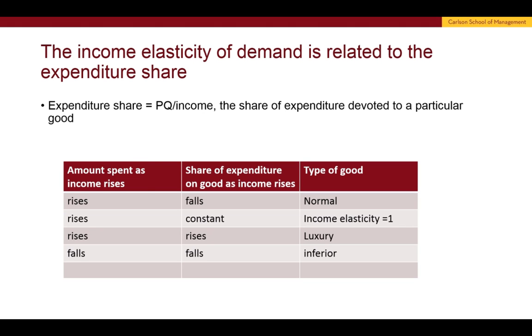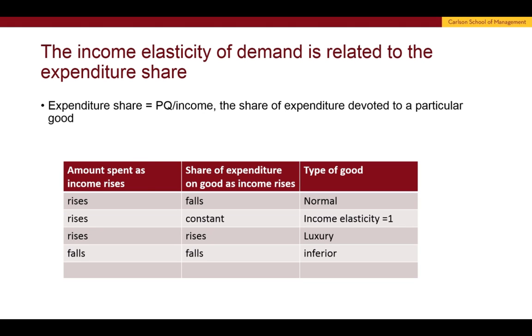This table summarizes these different kinds of goods and the relationships between income and the amount and the share of expenditure. So, for example, suppose that as income rises, the amount spent on the good rises, but the share of expenditure on the good falls. Then we have a normal good. If the amount spent rises as income rises, but the share is constant, as in the pictures on the previous slide, then we have an income elasticity equal to 1.